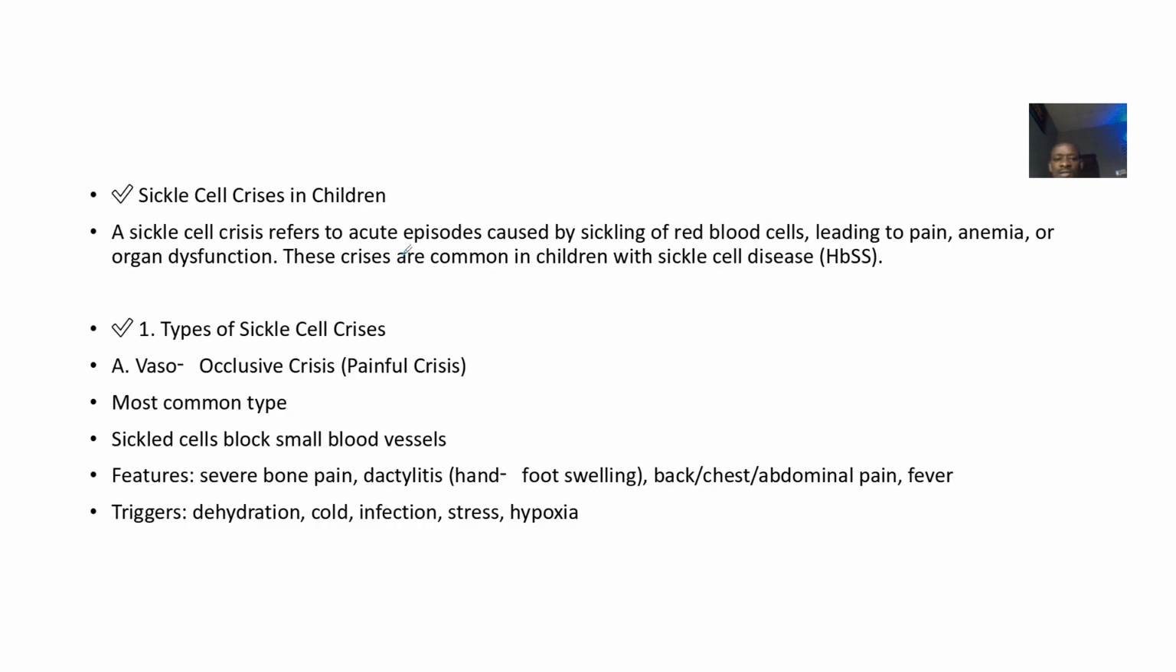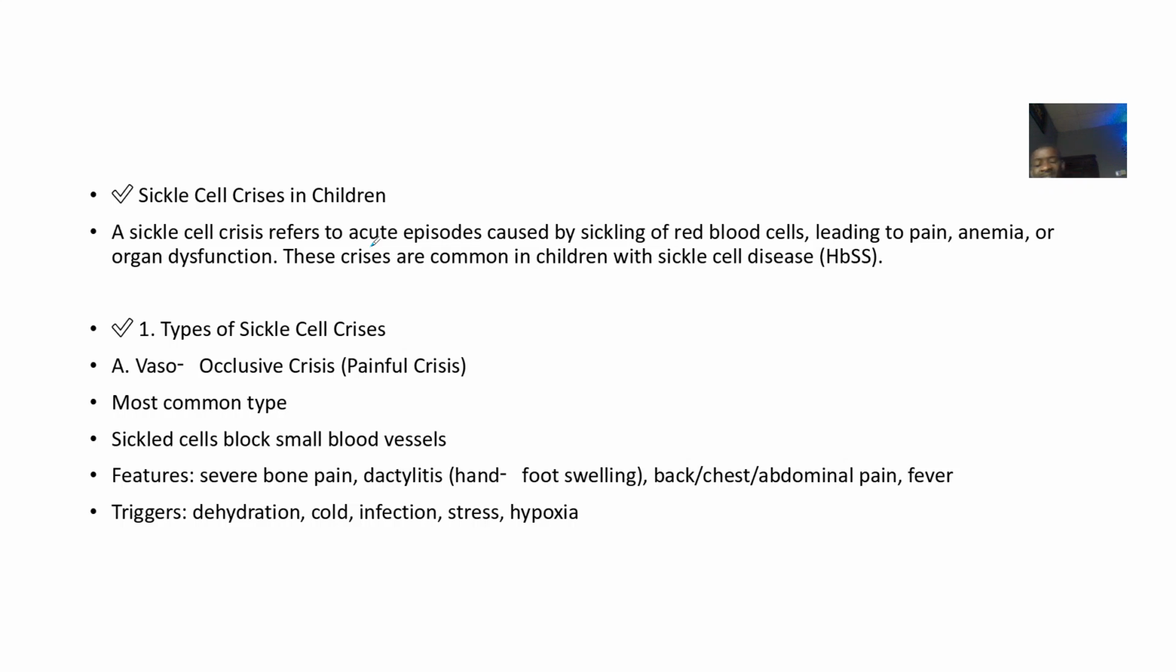So sickle cell crisis just refers to some acute episodes, like one or two complications that come in because the sickle cell disease is actually there. So it primarily leads to pain, anemia, organ dysfunction.